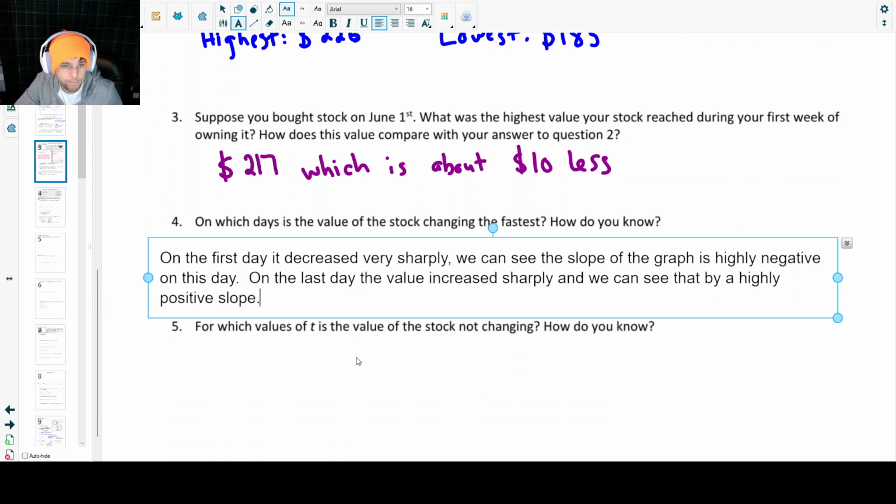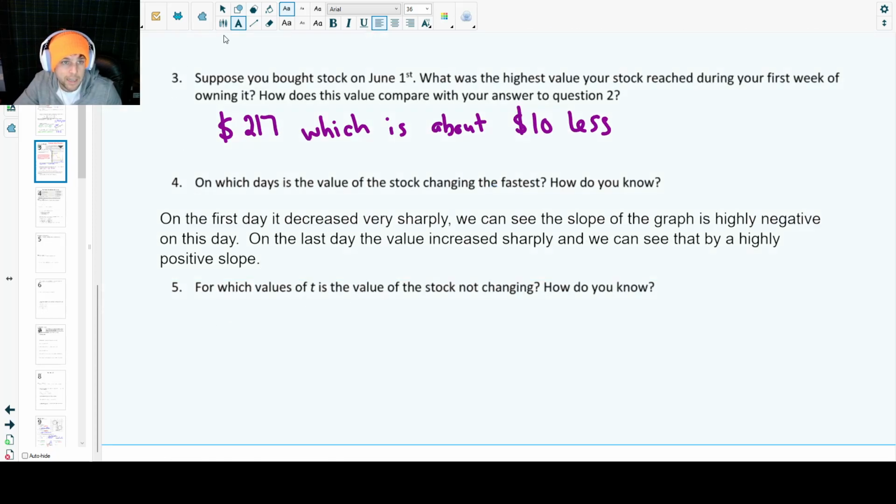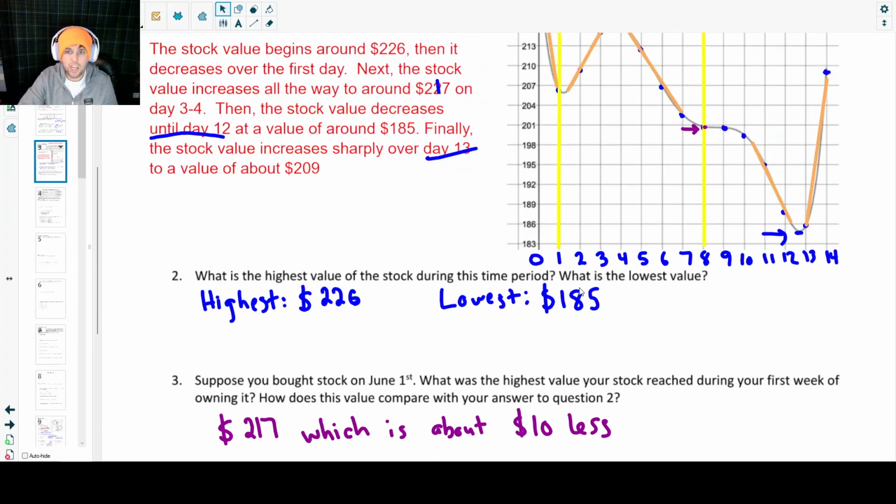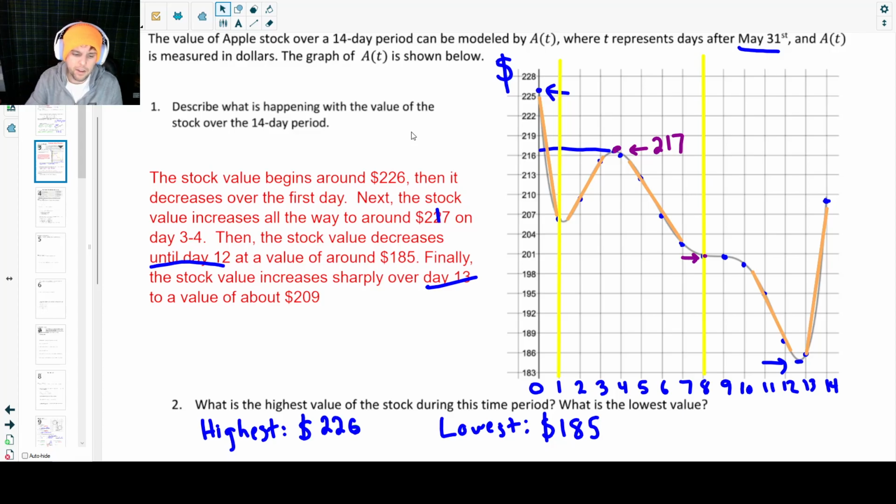All right. For which values of t is the value of the stock not changing? How do we know? Okay, so when is the value of the stock not changing? When is it flat? So what we're looking for are horizontal tangent lines, right? If we sketch in a couple here, we'll go with green. We can see right up here, we would have a horizontal tangent line happening between day 3 and 4, and another horizontal tangent line happening right there.